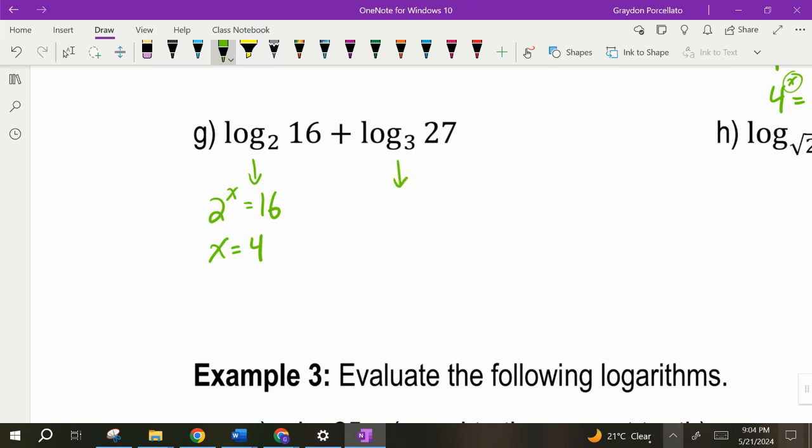Let's do the same with this one. 3 to the power of what gives me 27? Well, 3 to the power of 3 gives me 27. So then here, I just know that this one's 4, this one's 3, and 4 plus 3 is 7. We're done.